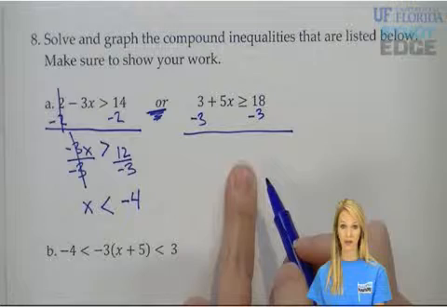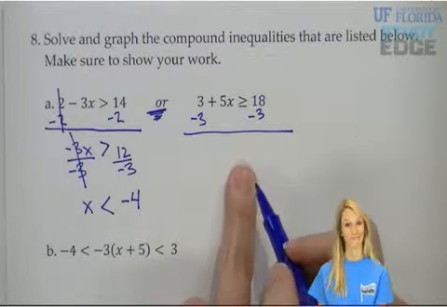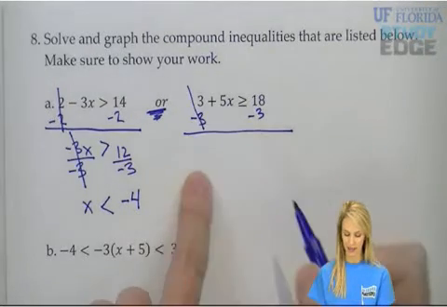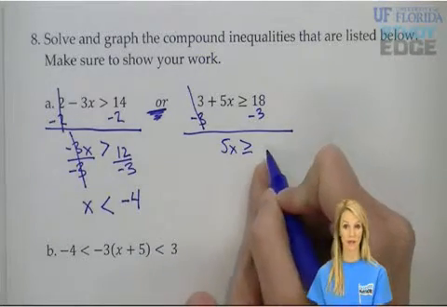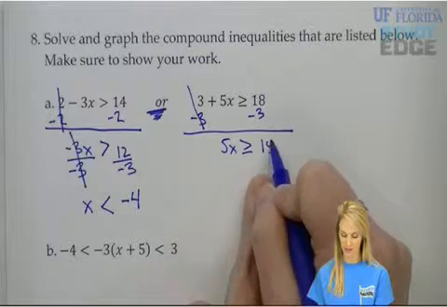No, you only flip the inequality when you're multiplying or dividing by a negative. So the 3 minus 3 cancel out. We've got 5x is greater than or equal to, what's 18 minus 3? 18 minus 3 gives us 15.